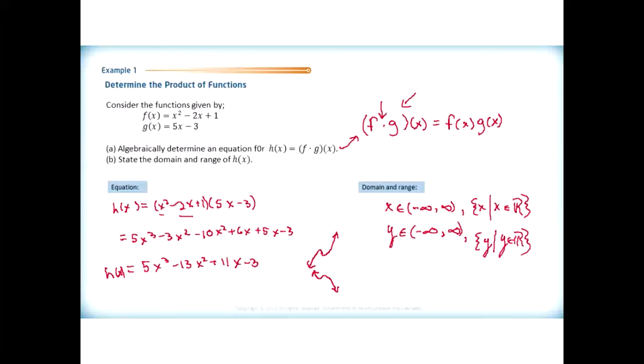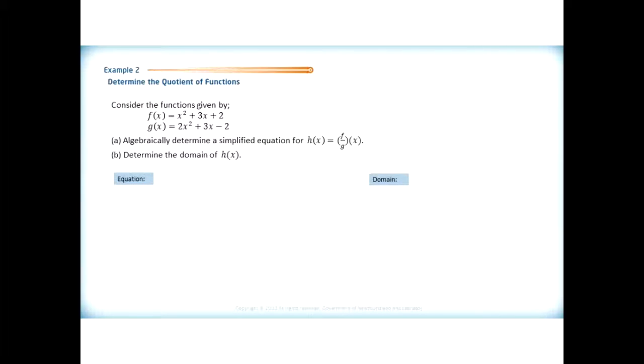Alrighty, so let's jump along to our next example. And this one, we're going to look at quotient functions instead. And first of all, on this one, I want you to notice over here the notation. When we write f over g of x like this, what we mean is exactly f of x divided by g of x.